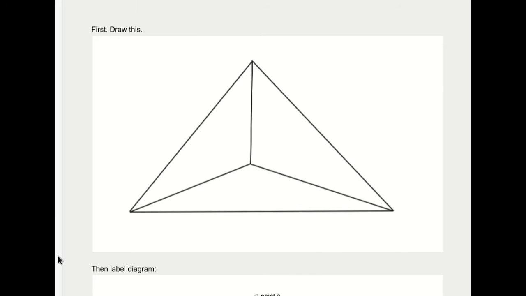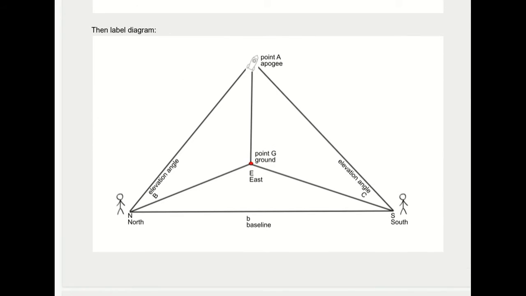First draw a triangle, draw a straight up and down line about halfway through it, put a point right there and connect these corners to that. Then we're going to label this diagram. We're going to lay this on the ground with the points of a compass. So we'll have this little guy over here at north. This will be the angle N. And then E is east and S is south.